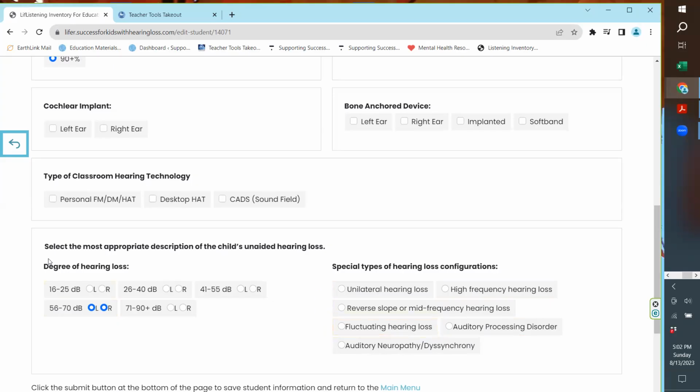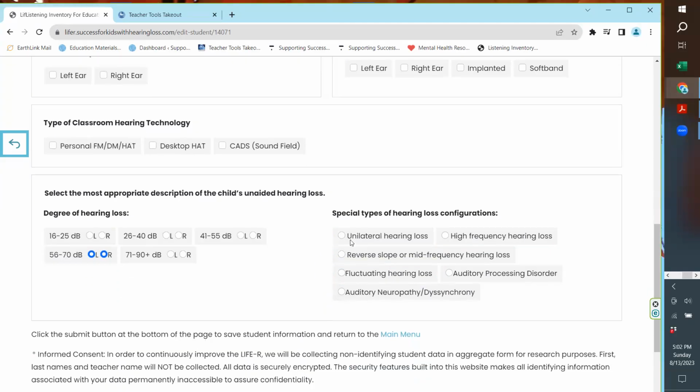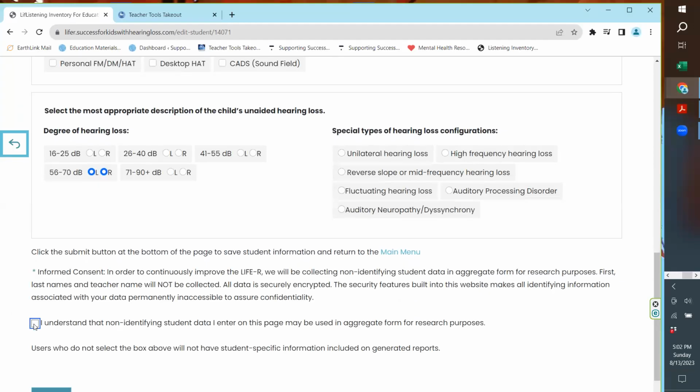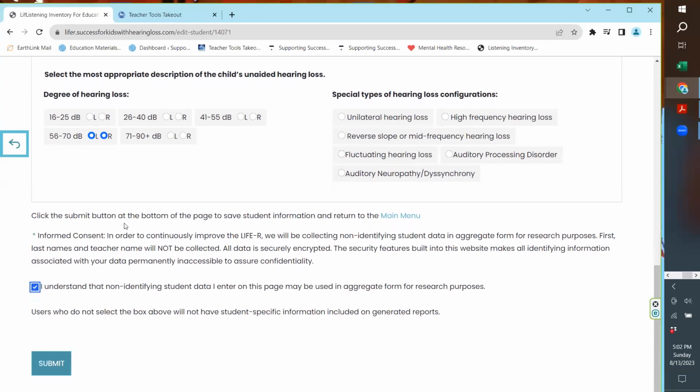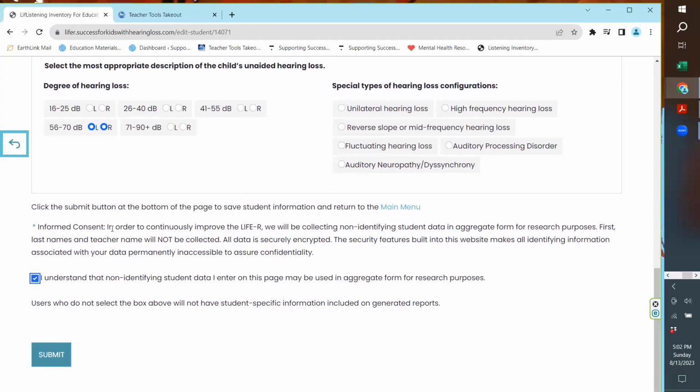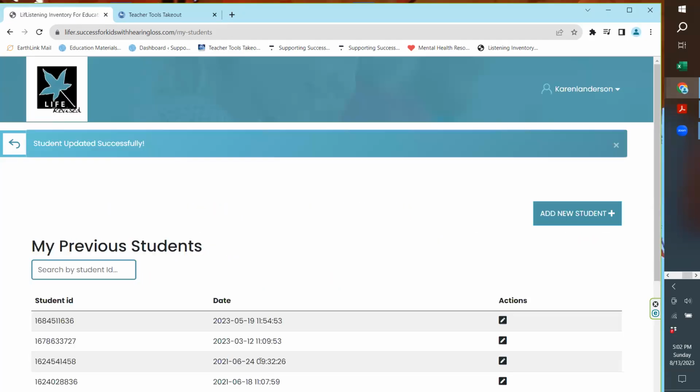So you would specify a degree of loss, and you need to click this every time, like I said, so that you're recognizing that, yes, this information might be used for research. And again, not kid names ever. You're going to submit it. Okay, so that was for Mr. 3727. So I'm writing that down, 3727.